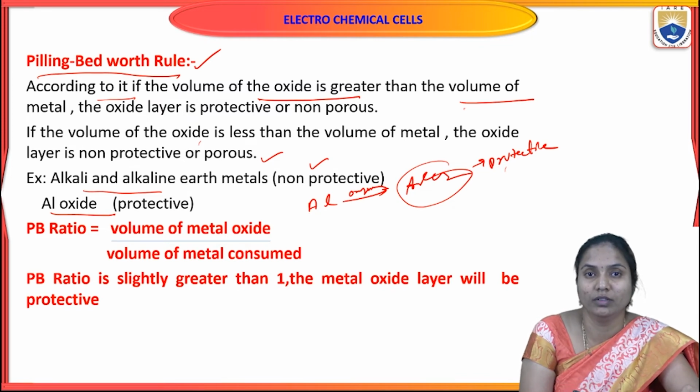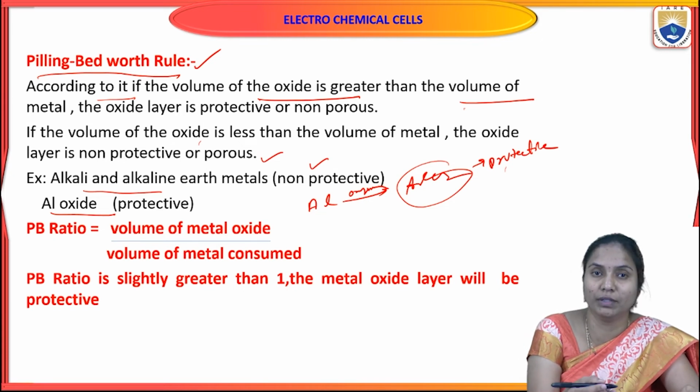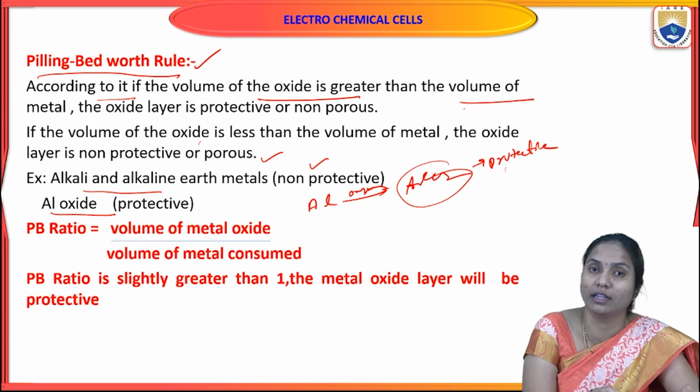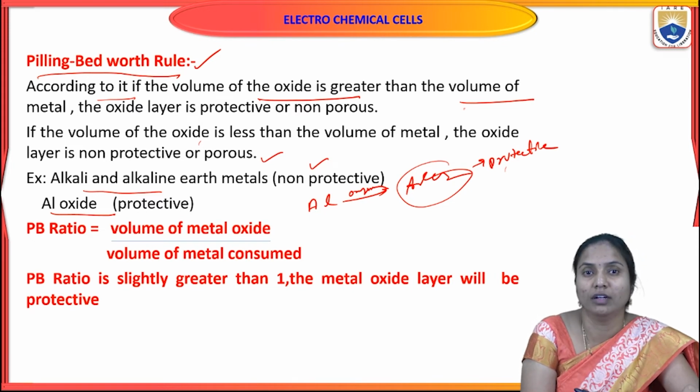How can we know that? It is clearly explained by the Pilling-Bedworth rule, because for the alkali and alkaline earth metal oxide layers, the oxide volume is less than the volume of metal. So that's why alkali and alkaline earth metals form a non-protective layer. That metal oxide layer is non-protective.